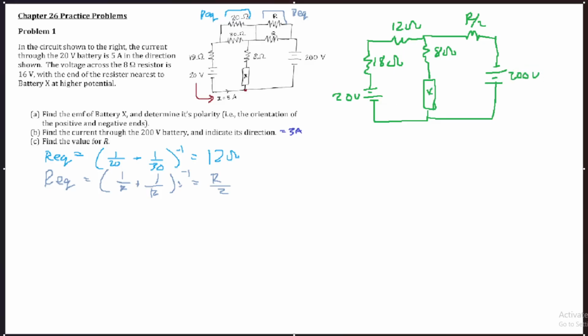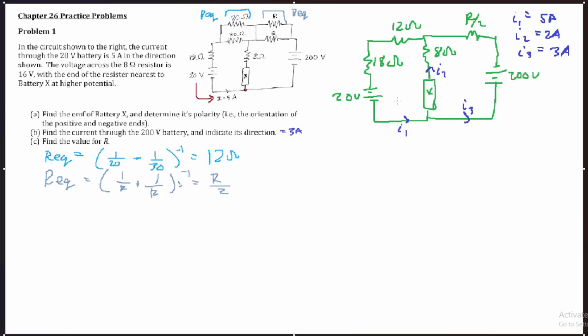We're going to rewrite our currents real quick. Our I1 is equal to 5 amps, I2 is equal to 2 amps, and I3 is equal to 3 amps. Cool. So we have two unknowns, R and X. This means that we need 3 equations.